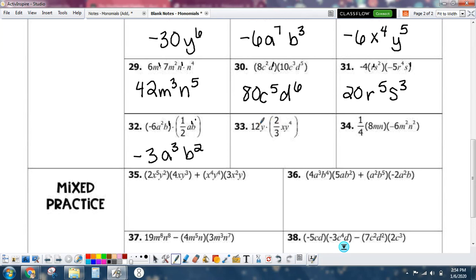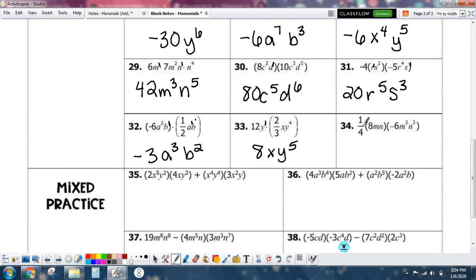So for 33, you're going to do 12 times 2/3. 2/3 of 12 is 8. And then we have the exponent of 1 for our y here, but there's no x. There's only one x, so I'm going to keep the x. And then for the y, I've got y to the first and y to the fourth, and that's going to be y to the fifth.